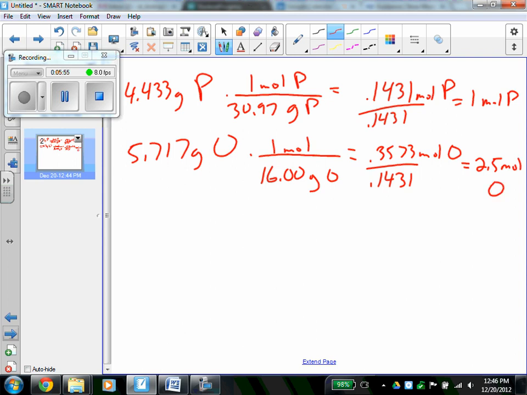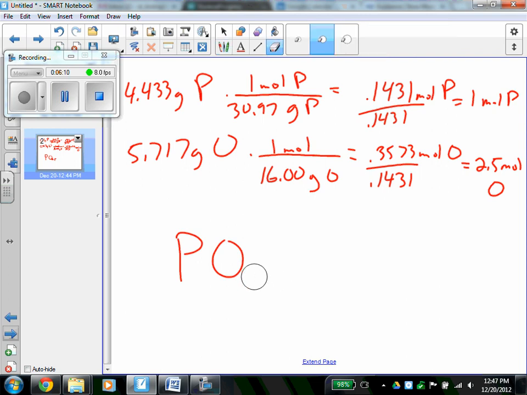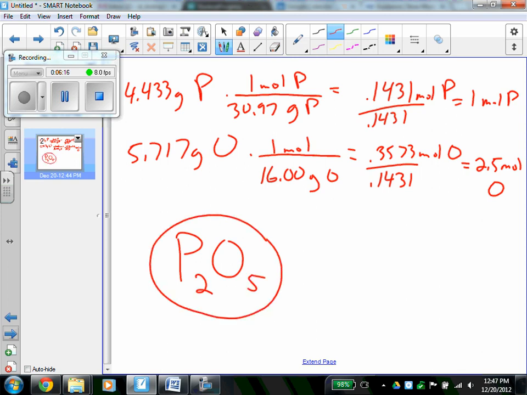I just can't ignore that 2.5. So I end up with PO 2.5. Well, we know that you can have 2.5 moles of oxygen, but you can't have 2.5 atoms. So I got to do something. The way that I take care of this and still get the lowest whole number ratio, which is what an empirical formula is anyway, is I'm going to double these. And that's my answer, P2O5. That's the lowest whole number ratio that still retains the 1 to 2.5 ratio of moles.